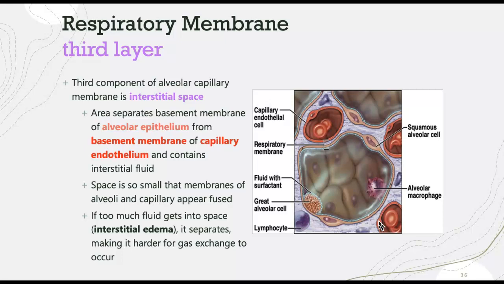So this should contain just a little bit of interstitial fluid, but if you can imagine more fluid accumulating in here, known as pulmonary edema, that is going to make that gas exchange much more difficult. Like we said, we want the space to be small so that we are going to almost see that the alveolus and the capillary are fused together. When fluid accumulates here at the interstitial space, we can also call this interstitial edema.